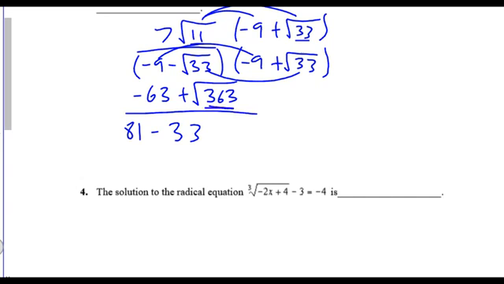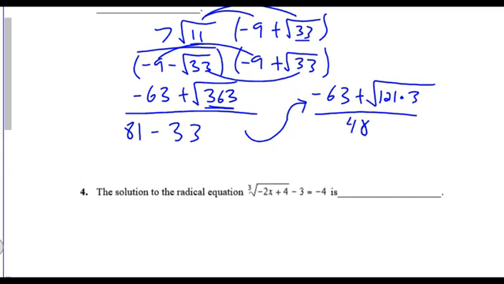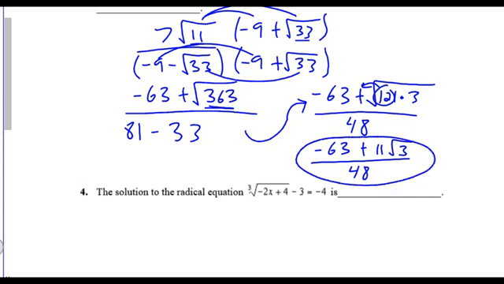All right, so this 363, I've got to see if there's anything that can come out of that. So we can come over here. This is going to be negative 63 plus, and then I can split up 363 as 121 times 3. The square root of 121 is 11, so I can bring that out as an 11, over 48. So I've got negative 63 plus 11 root 3 all over 48. And that turns out to be as simple as we can do. So that's your final answer there.